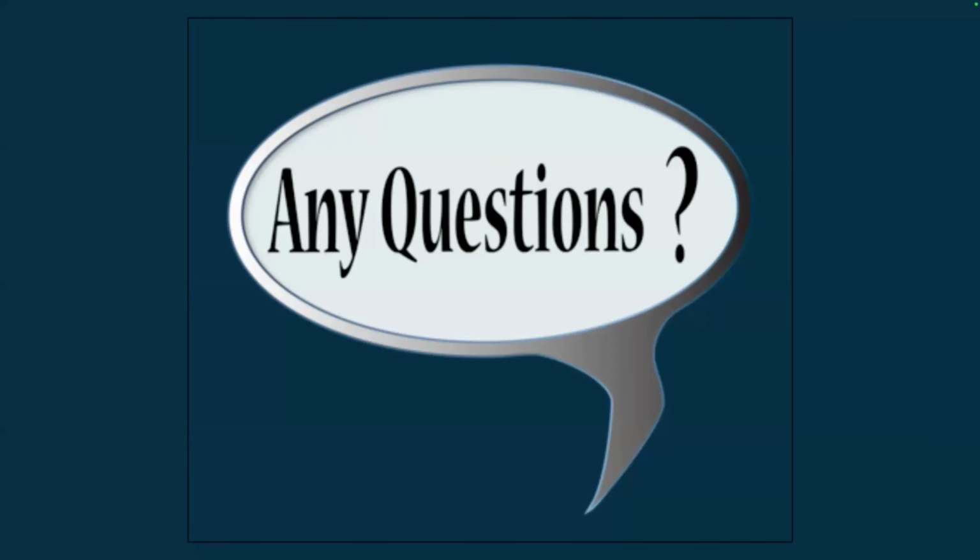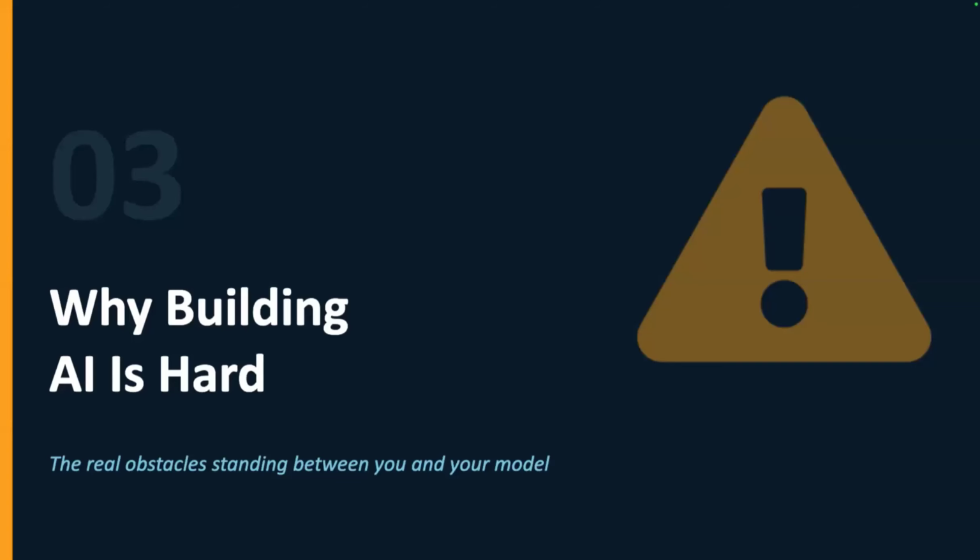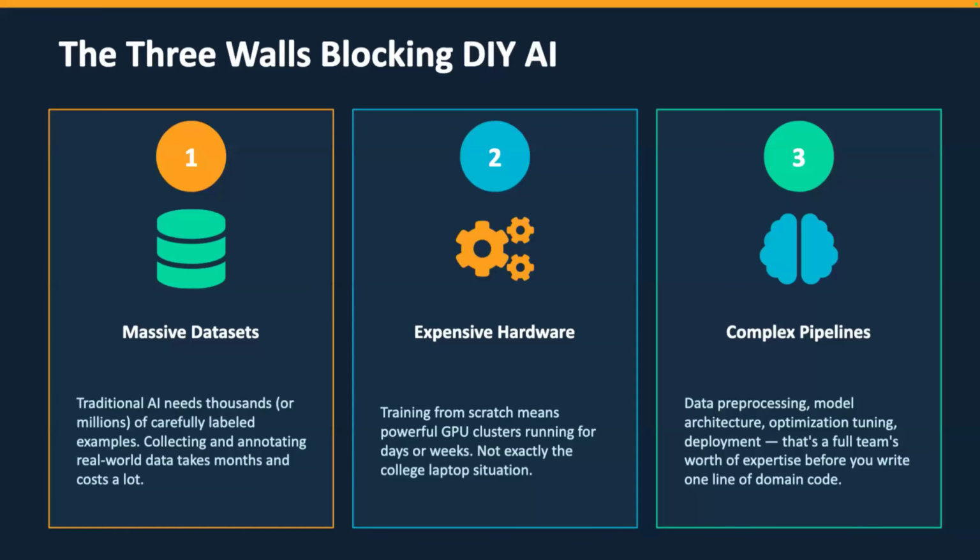Any questions so far? Awesome. So why is building AI hard? The big wall of AI, why we can't just start making AI to fix every problem, is massive data sets. You need a lot of data for modern AI, especially deep learning models. Expensive hardware. As you guys know, there's RAM shortages, there's GPU shortages. You can't even buy a gaming laptop because everything is being used for AI data centers.